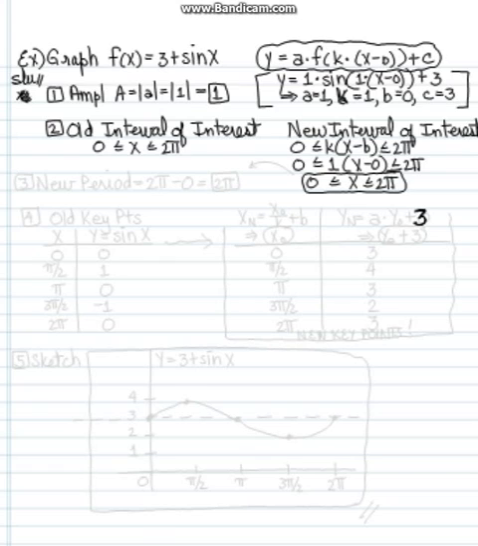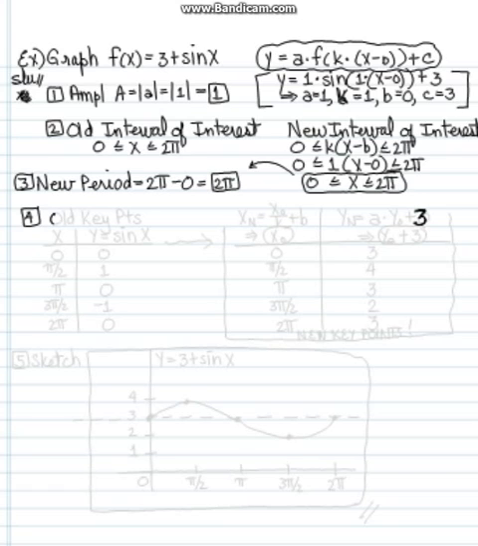Step 3, let's find the new period. We take the extreme x value 2 pi minus the initial x value 0, taken from those extremes on the new interval. It gives us 2 pi. So we have no change in our period, because originally the sine function repeated every 2 pi. So this one does also.